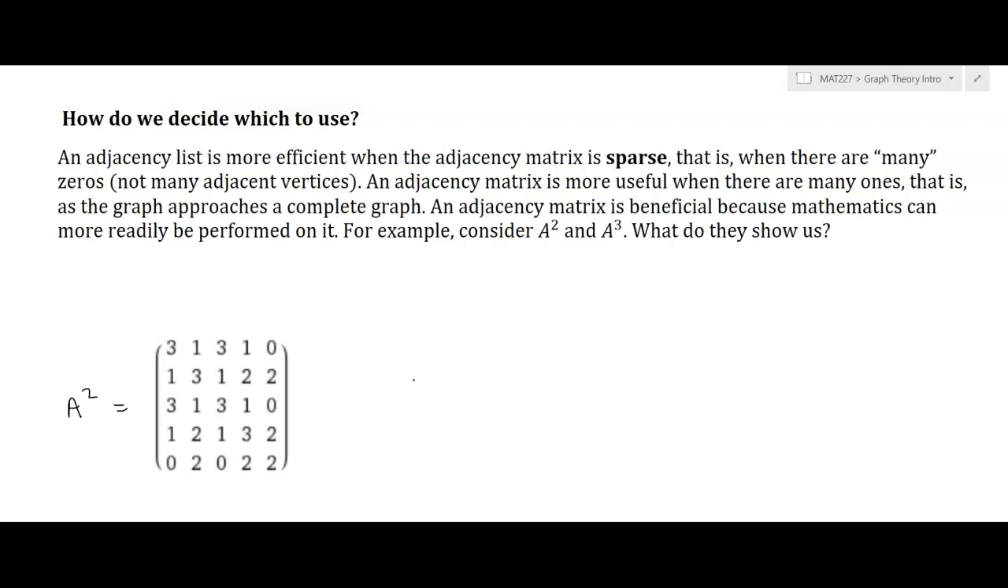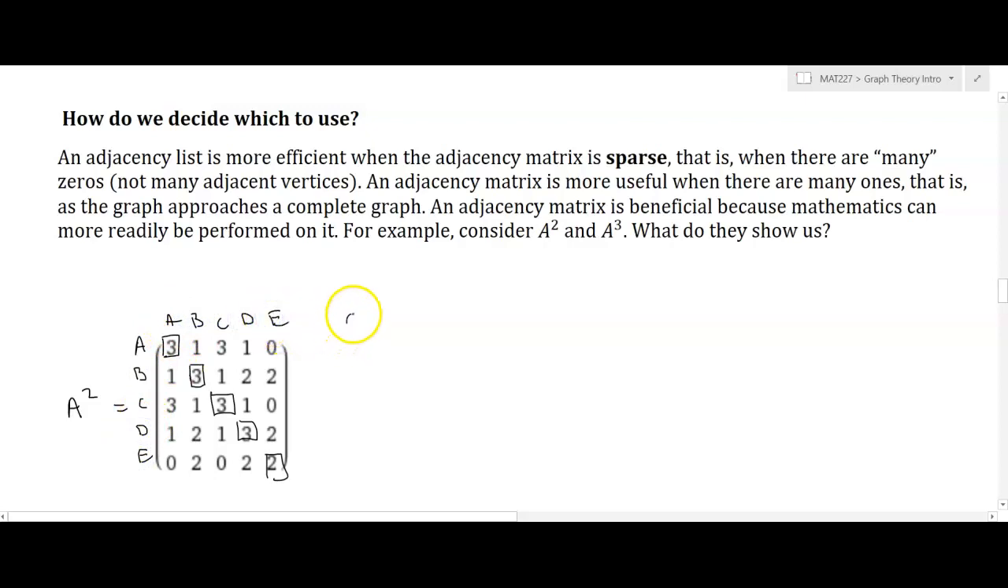But one thing that we should notice is that the diagonals of the A squared matrix, when we say diagonal of a matrix, we mean from top left to bottom right. Those tell me the number of friends that A, B, C, D, and E have.